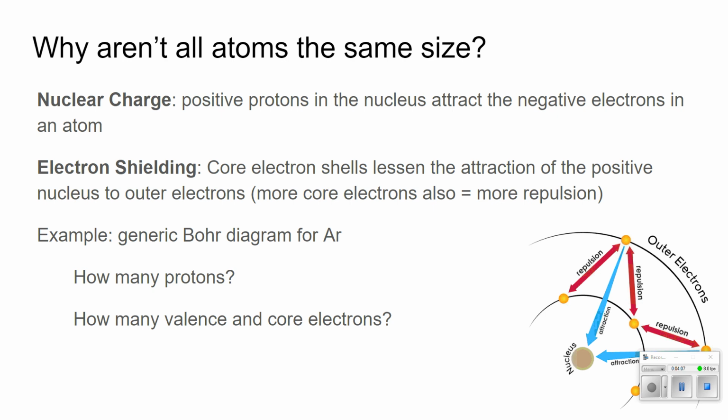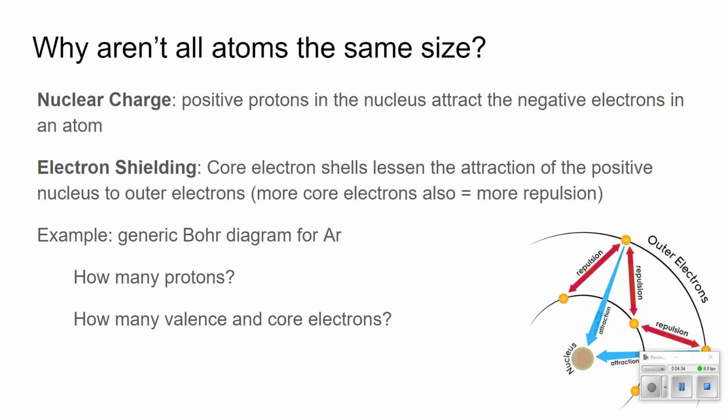Again, feel free to summarize. Positive protons in the nucleus attract the negative electrons in an atom. Feel free to abbreviate protons as just a P with a plus sign. The nuclear charge is referring to the number of protons in the nucleus. In other words, if one element has a larger nuclear charge than another, that means it has more protons.